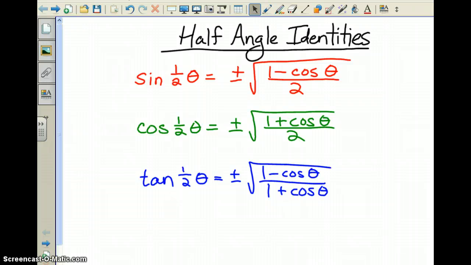And the deal here is the same with these as was with the double angle identities. You don't have to memorize these. They'll be given to you on all assessments. You just got to know when to use them and how to use them.